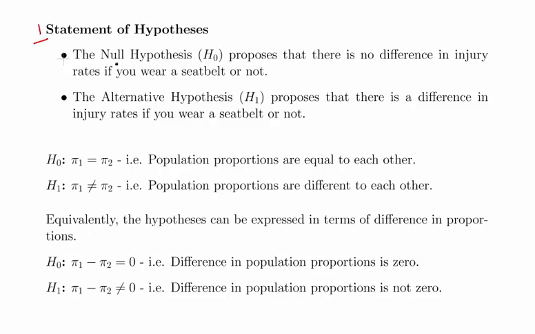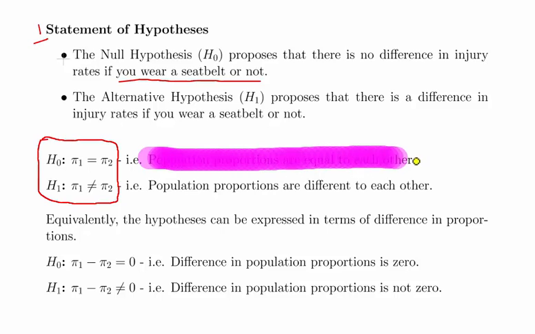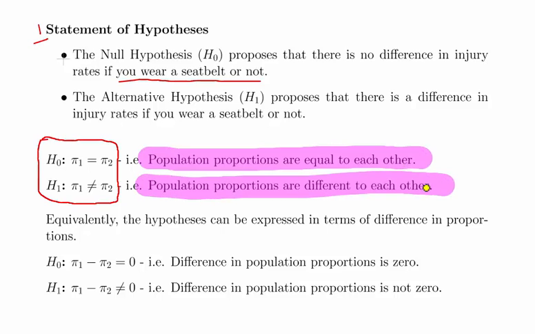So the null hypothesis proposes that there's no difference in injury rates whether the child wears a seatbelt or not. And the alternative hypothesis is that there is a difference in injury rates depending on whether a child wears a seatbelt or not. So this is how we might state the null and alternative hypotheses, that they're equal or not equal to each other.